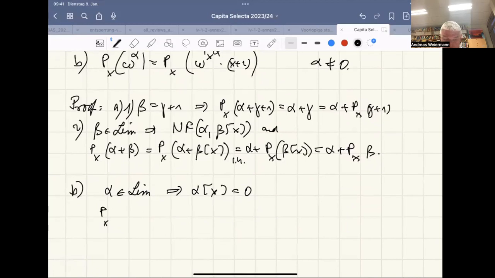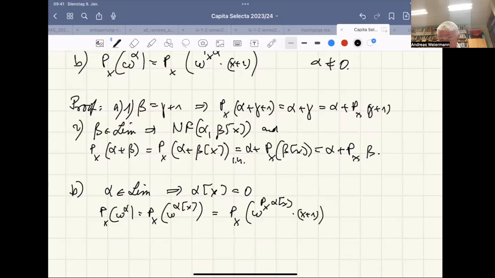So Px of omega to the alpha is what? Px of omega to the alpha at argument x. By induction hypothesis, this is the same as Px of omega to the Px of alpha of x times x plus 1, which is Px to the omega to the Px of alpha times x plus 1.